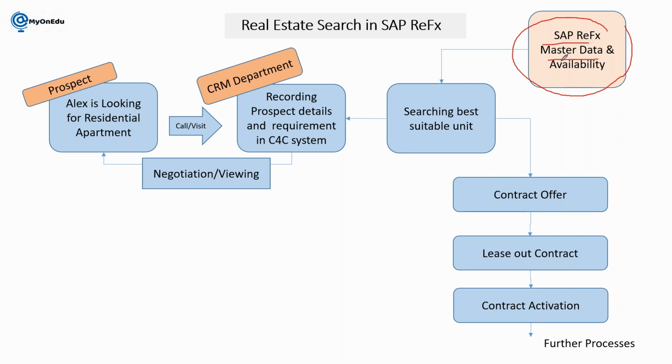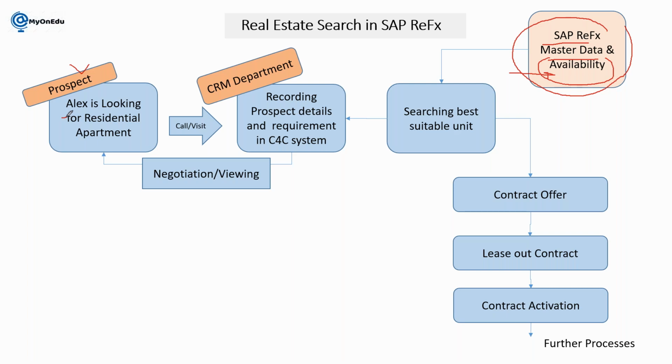Okay, and then this master data itself is having one place where you can set whether this master data or this particular unit is available or not. Okay, we'll understand this part, but just to understand in this business case. And here, let's say there is one prospect called Alex. He's looking for one residential apartment at particular place, and he's having some specific requirement.